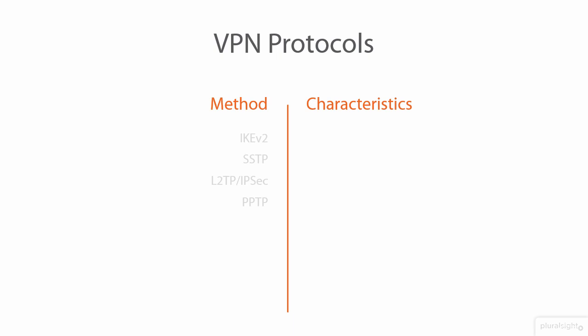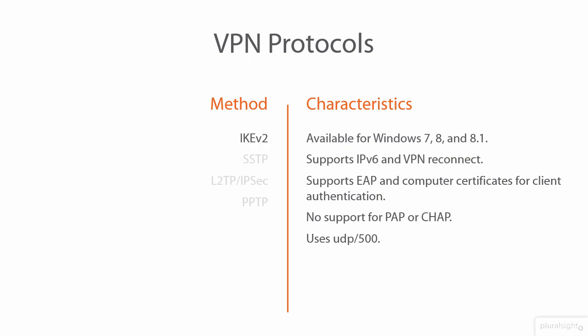decreasing order of security. The very top one here is IKE v2, which is only available on Windows 7, Windows 8, and Windows 8.1. One assumes it'll be available on later versions as well. IKE v2 supports some extra kind of fun functionality like IPv6 connections and VPN reconnect, which allows a user to disconnect for some reason. Maybe they had a network problem in their local location, and then reconnect to their resources and reconnect to the VPN automatically. IKE v2 also supports EAP and computer certificates for client authentication for that extra added layer of security. But it does not support either of the not very secure protocols like PAP or CHAP.